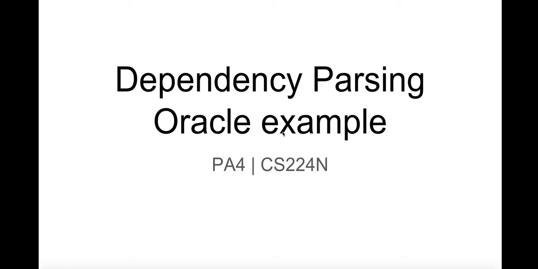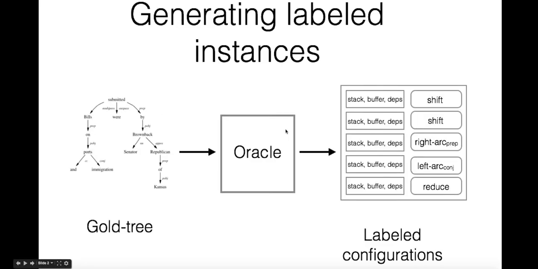Hi, in this segment of PA4 videos, we'll be looking at an example of converting a given gold tree into labeled instances. This task of generating labeled instances is carried out by the oracle, which takes in a gold tree and spits out labeled configurations. Each configuration is made up of a stack, a buffer, and the dependencies which have been extracted till now. And we choose an action based on this.